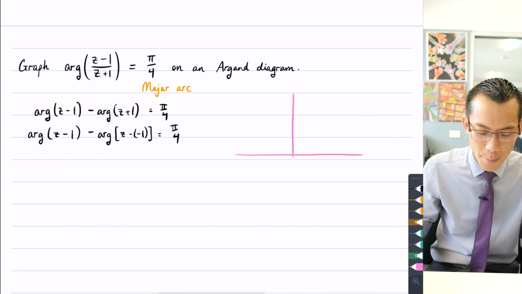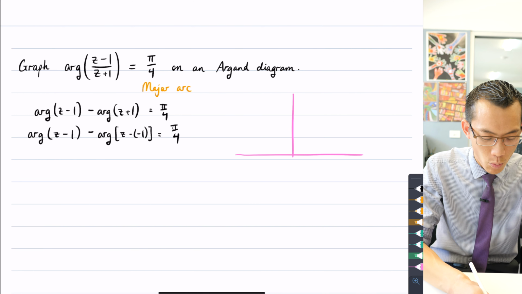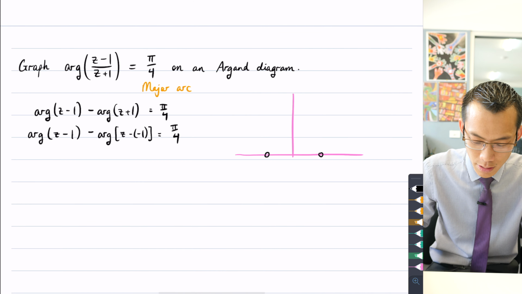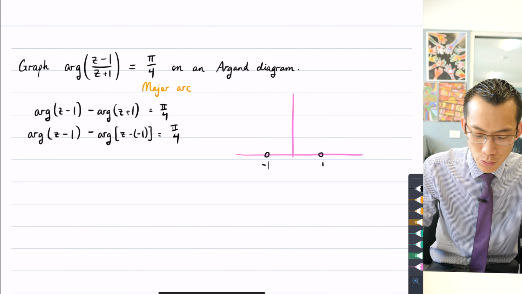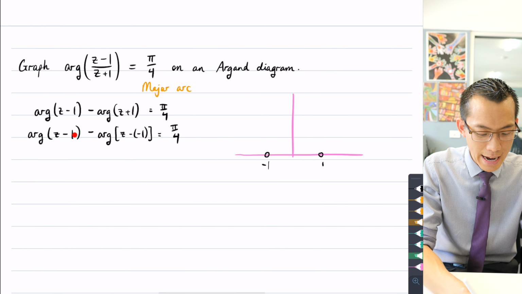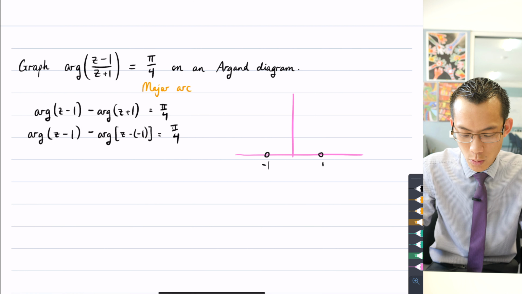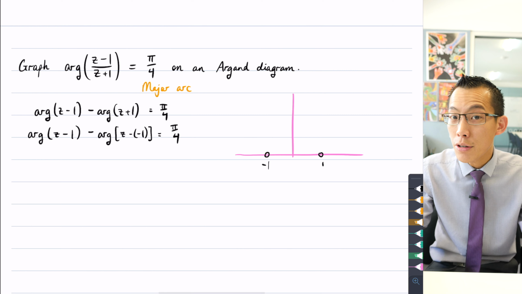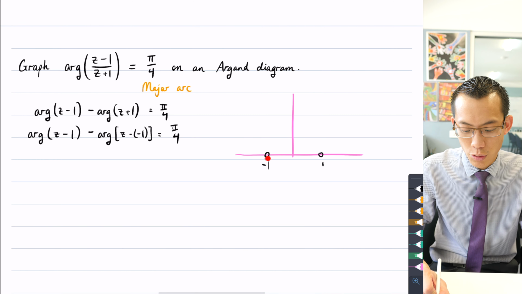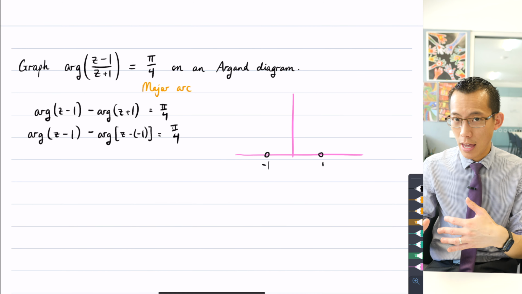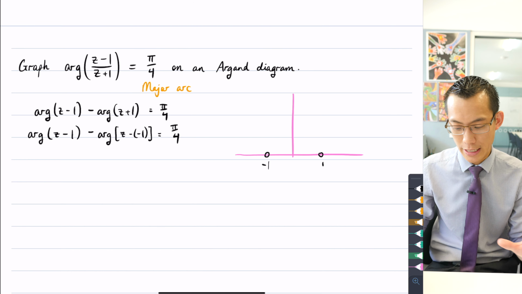You can see I know that I'm going from 1 to negative 1. So if I just pop some very rough points here, 1 and negative 1, and I've drawn the top half of the complex plane because I know going anti-clockwise from 1 to negative 1 will send me in this direction here. If I were going in the other direction, from negative 1 to 1, then anti-clockwise would take me onto the bottom half of the complex plane. So you've got to think carefully about where your points are and what direction you're going in before you even draw anything.